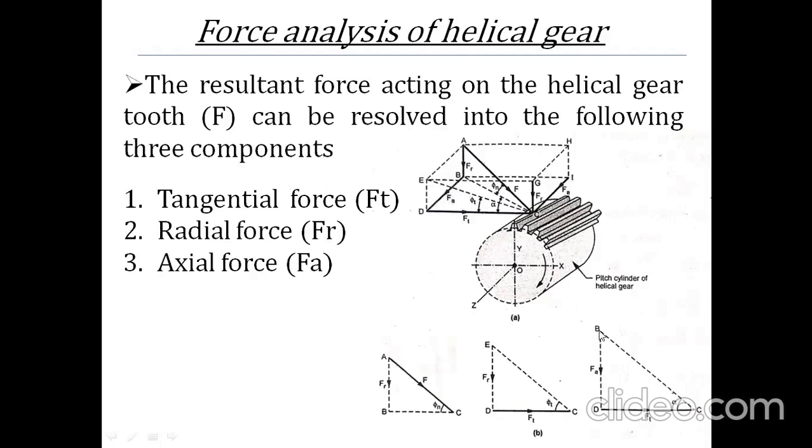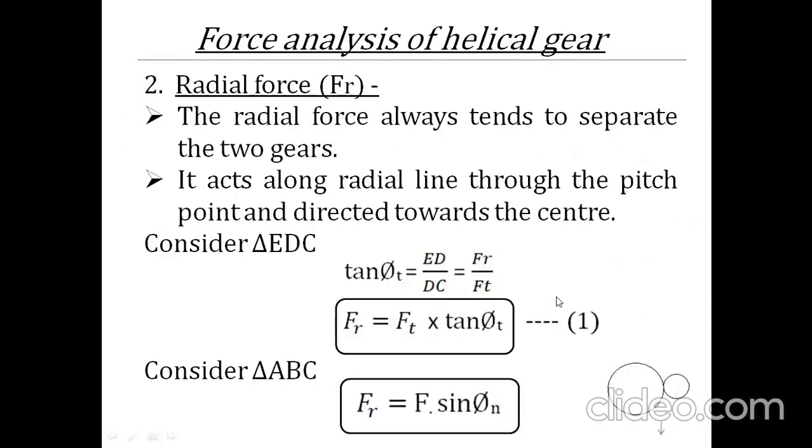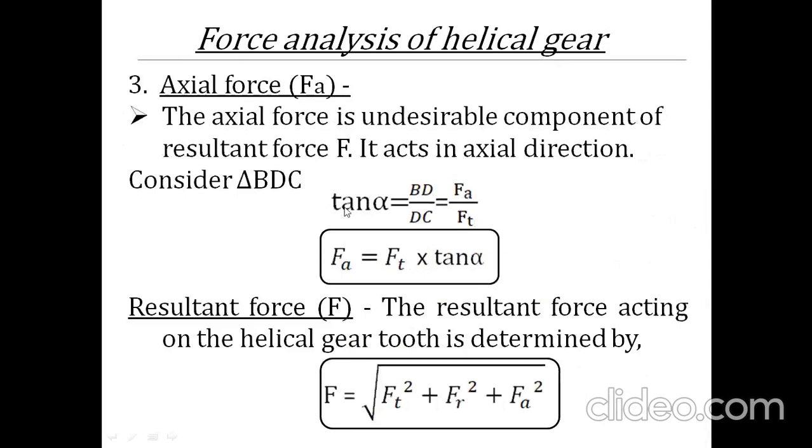BD is again Fa. So if you take the relation of tan alpha, tan alpha is equal to Fa upon Ft. So the axial force will become Ft tan alpha. Don't memorize these formulas by heart, just remember the figure carefully. So Fa, the axial force, is equal to tangential force into tan alpha.